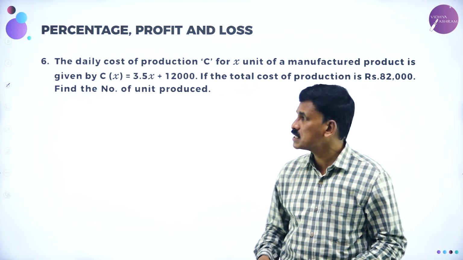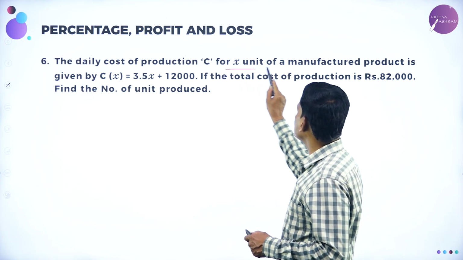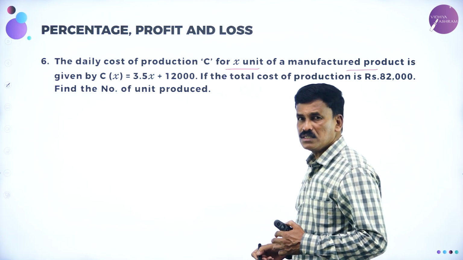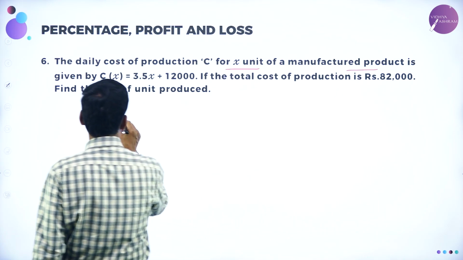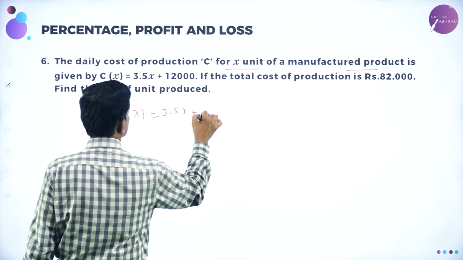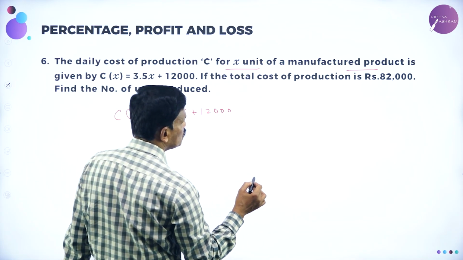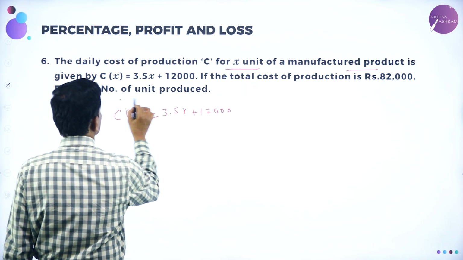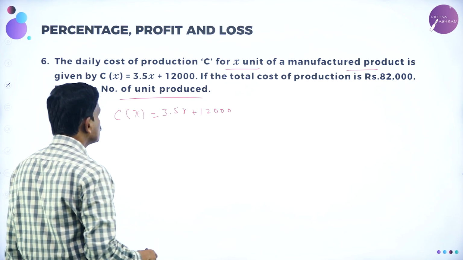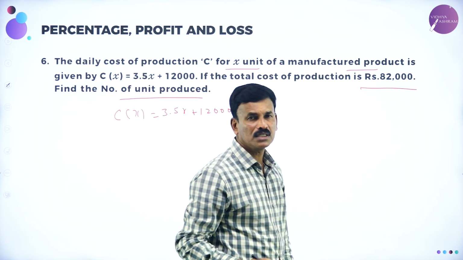Now, what is the next problem? The daily cost of production of x units of a manufactured product is given by the cost function C of x is equal to 3.5x plus 12,000. If the total cost of production is rupees 82,000, find the number of units produced. So, the number of units produced is to be determined if the total cost of production is 82,000.